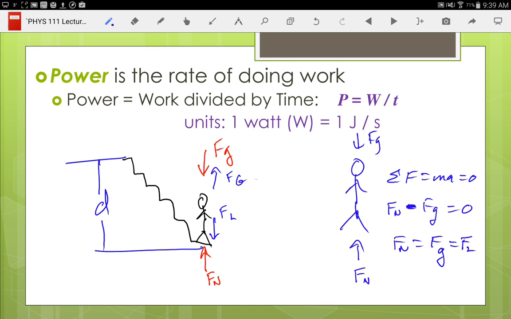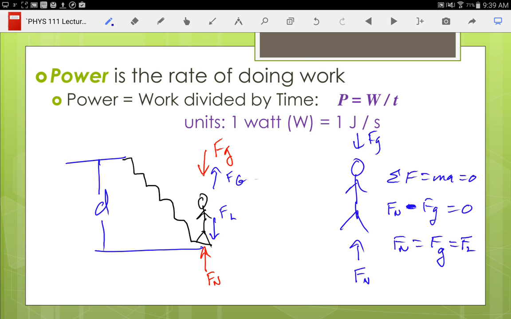I'm going with Rachel. It's the same work, because the work was just the force times the distance parallel to that force. It doesn't have the time in it. But then we have the power. If it takes me 6 times longer, how does the power compare? You have less power. It's 1/6 the power.